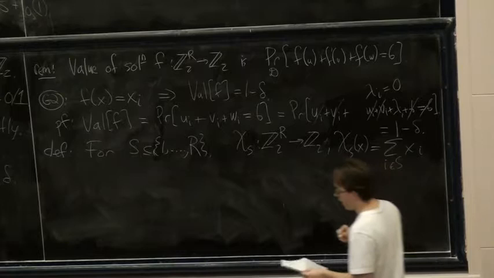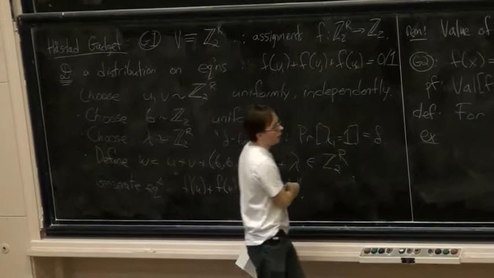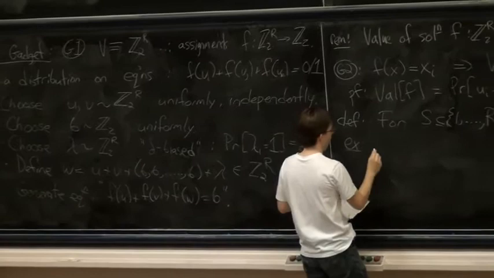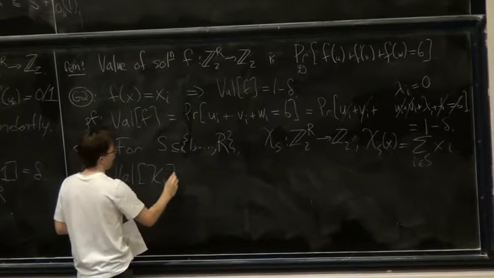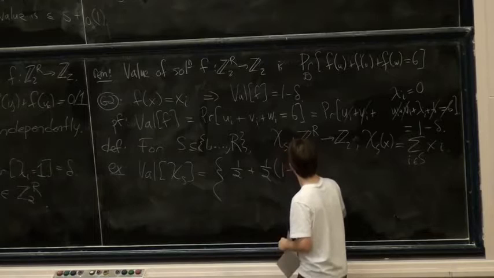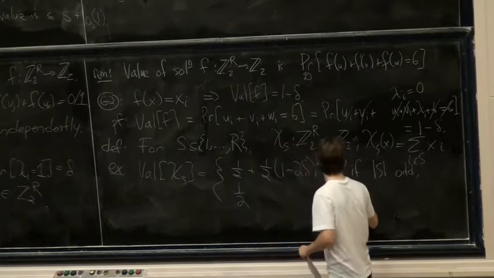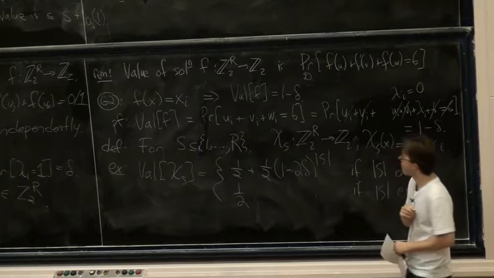I'll put this as an exercise. It's a nice exercise to check that it's easy to give a formula for the value that a character, a linear function, passes this equation. So this is the formula. The value of the character or assignment chi S is 1/2 plus 1/2 times 1 minus 2 delta to the cardinality of S if the cardinality of S is odd. And it's 1/2 if the cardinality of S is even. That's a nice little exercise to do.